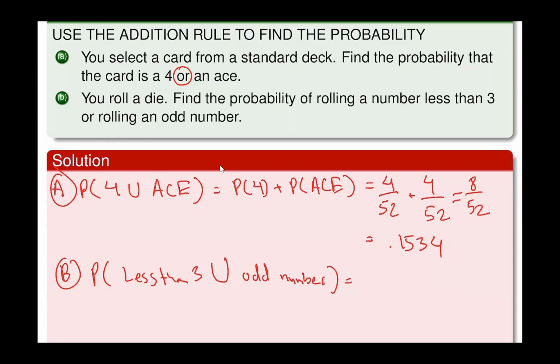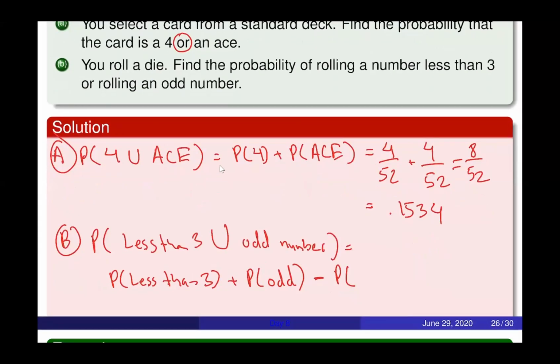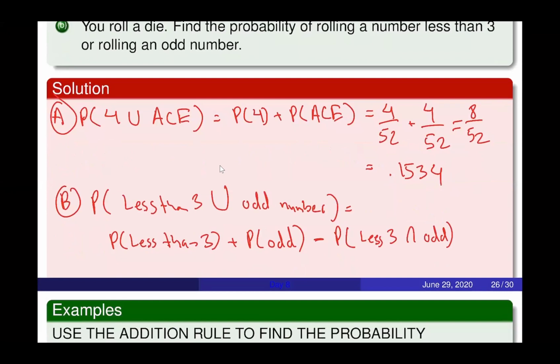Yes. So what we're gonna do, we have to find the probability it is less than 3, added to the probability it is an odd number, so I'm gonna put odd, and then subtracted by the probability it is less than 3 and odd. All right, so let's do this one first.